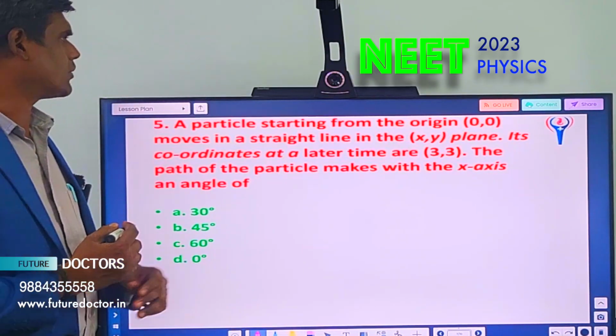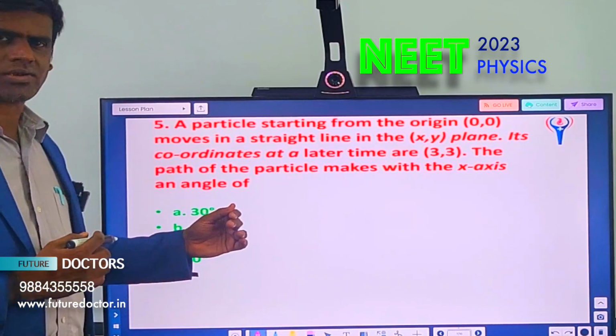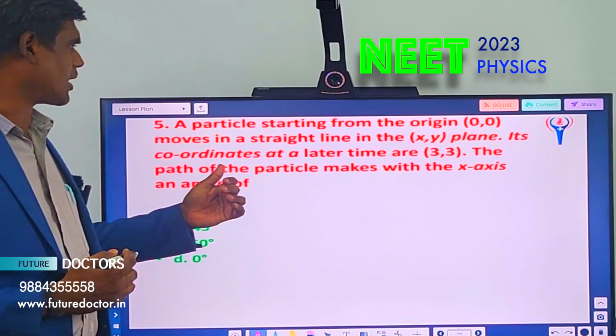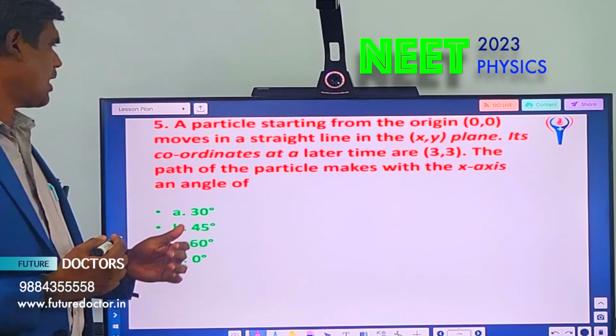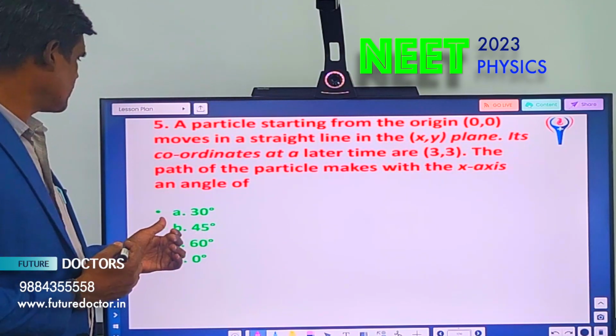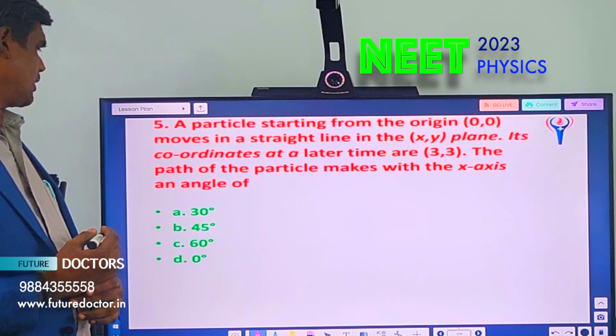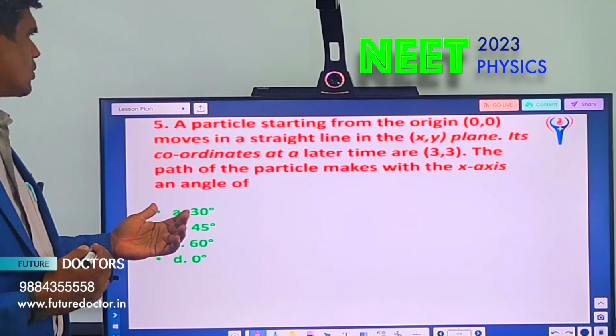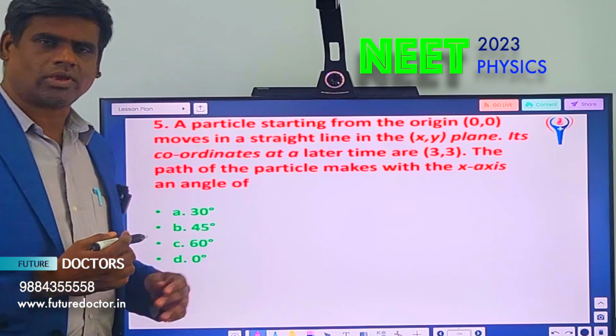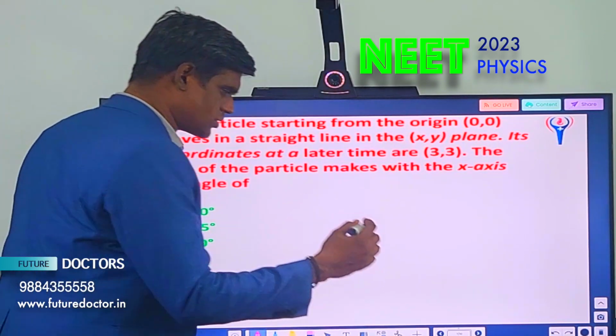A particle starting from the origin 0, 0 moves in a straight line in the xy plane. Its coordinates at a later time are 3, 3. The path of the particle makes with the x-axis an angle of dash. Option A 30 degree, B option 45 degree, C option 60 degree, D option 0 degree. Here you should know the formula for the angle. By knowing this, you can solve this question. Let's move to question number 6.